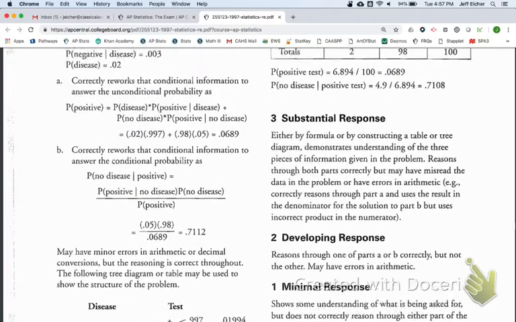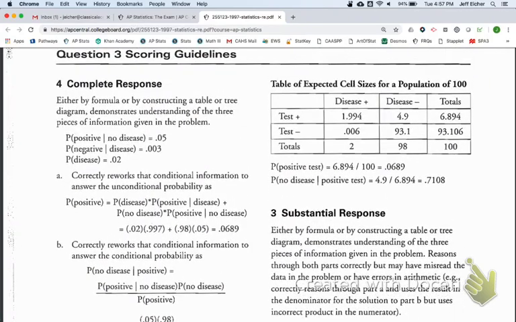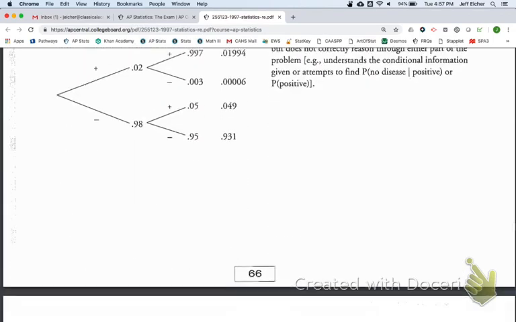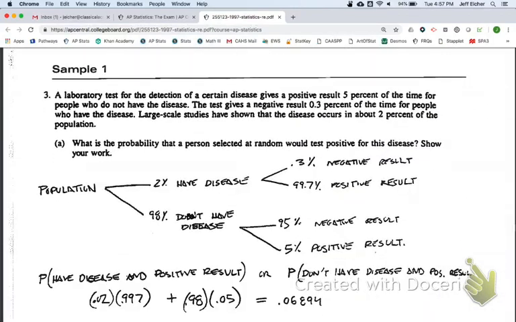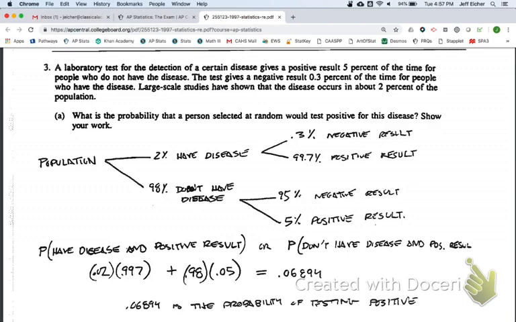But also, you could have used a two-way table. You can see that up here on the right. If you set up a two-way table, just have to multiply stuff to get those inner cells. That was it. So that's an example of AP Stats, kind of an old one, but an AP Stats question using tree diagrams.